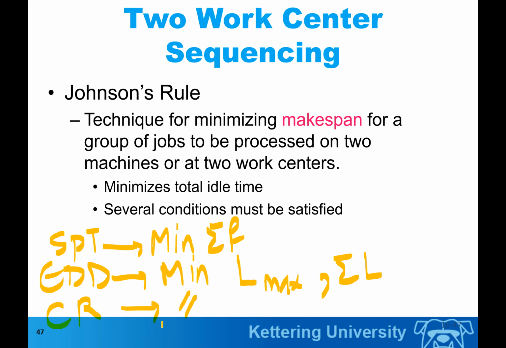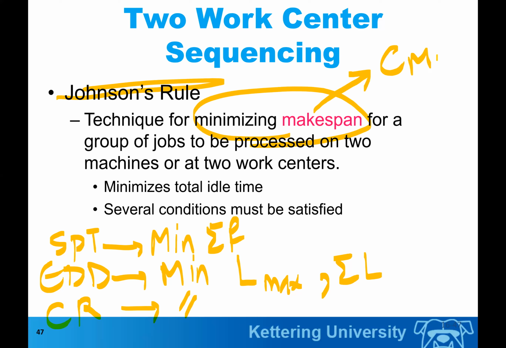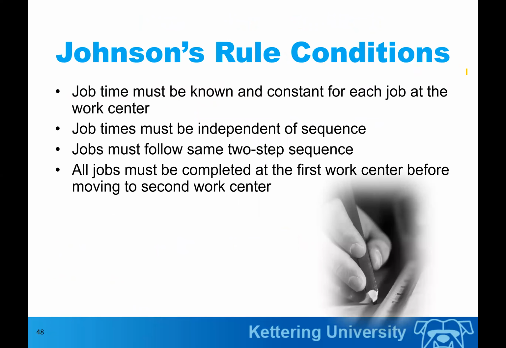So for Johnson's rule, our goal is to minimize makespan. If you recall, makespan was Cmax. It's different from the total completion time that we had before. We have calculated Cmax; we know it's the maximum completion time in your system, okay? It also, at the same time, minimizes the total idle time between the two machines. And there are several conditions. What are those conditions, or assumptions?